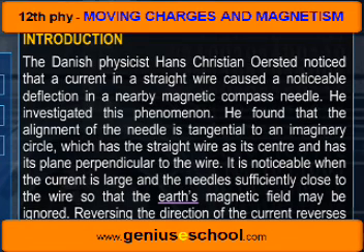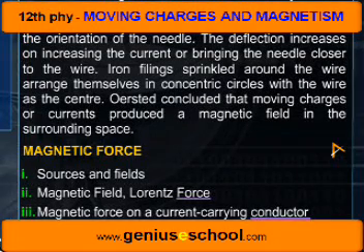It is noticeable when the current is large and the needle is sufficiently close to the wire so that the Earth's magnetic field may be ignored. Reversing the direction of the current reverses the orientation of the needle. The deflection increases on increasing the current or bringing the needle closer to the wire.